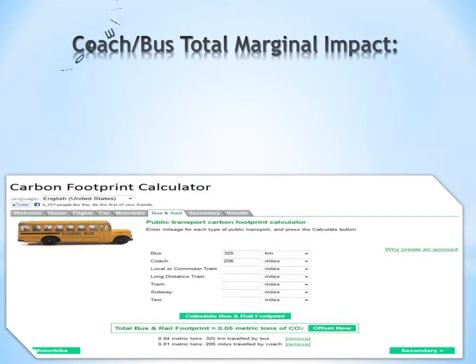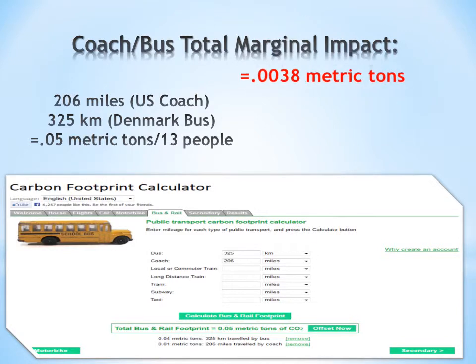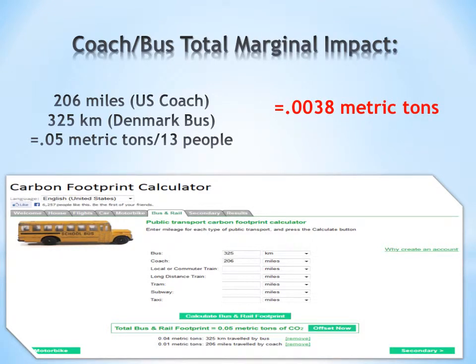The total coach and bus marginal impact for my trip is 206 miles in the US via the coach lines, and 325 kilometers in Denmark via the chartered bus, for a total impact of 0.05 metric tons. It's important to note that 13 people will be on these buses sharing in these marginal impacts, so I divided the 0.05 metric tons by 13 people to determine my personal impact, which will be 0.0038 metric tons.